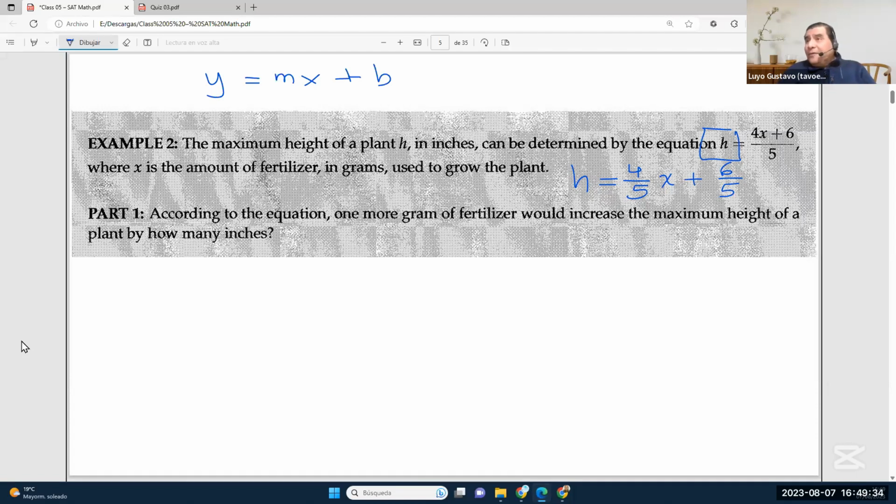Now we have this standard form in which we have clearly what is the slope and what is the y-intercept. In this case, our h-intercept. Okay, so having this form, what would be the answer to this question? What would be the increase in height per every increase of 1 gram of fertilizer used to grow the plant?